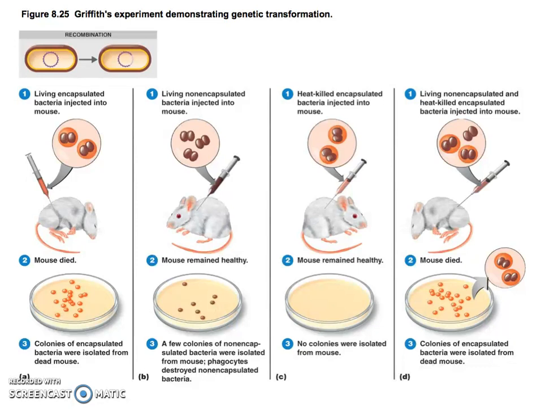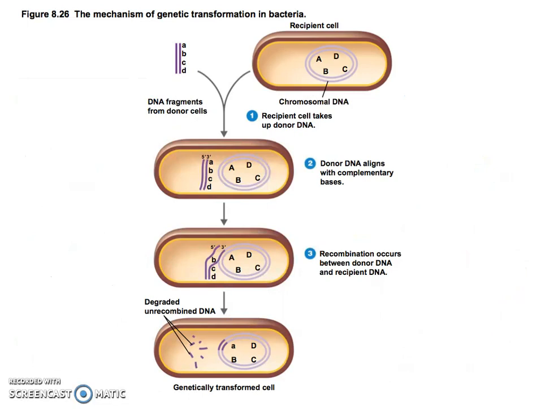So what happened was the living non-encapsulated bacteria picked up the capsule gene from the dead bacteria and said, oh, this looks like a good fit, and then reproduced and made encapsulated bacteria that prevented phagocytosis and ended up killing the mouse. So the mechanism here: you have chromosomal DNA, and this additional DNA can just be picked up from the environment, from dead organisms or plasmids or things that were dropped during replication or death.